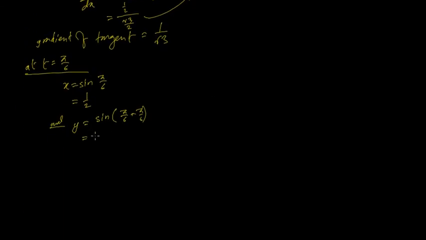So pi by 6 is 30 degrees. 30 degrees plus 30 degrees is 60 degrees. Sine 60 degrees is square root of 3 by 2. So the point is half, square root of 3 by 2. So now the equation of the tangent.